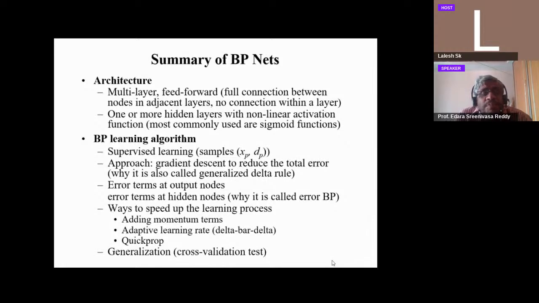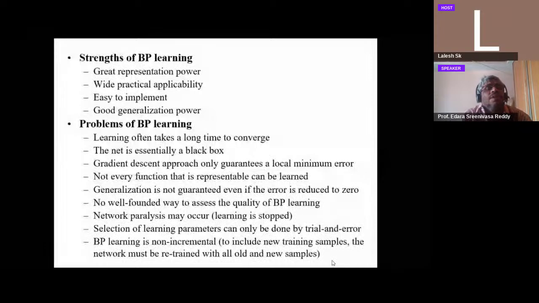Error terms at the output nodes are calculated. They are propagated to the hidden nodes to calculate the error terms in the hidden nodes. To speed up the learning process, we have added momentum and adaptive learning also. Generalization is based on cross validation; from time to time we go for cross validation. The strengths of backpropagation are great representation power, wide practical applicability, and good generalization. Most applications use backpropagation.